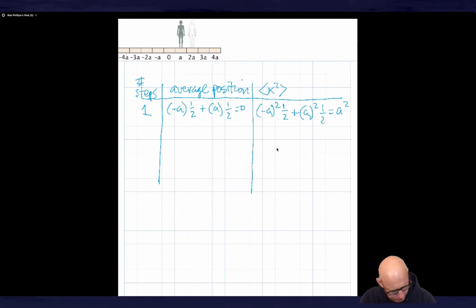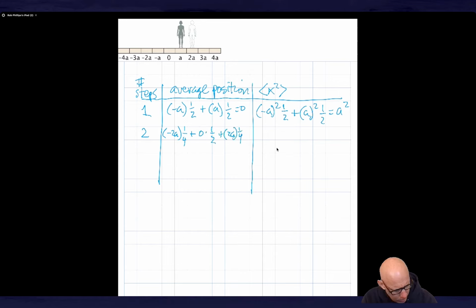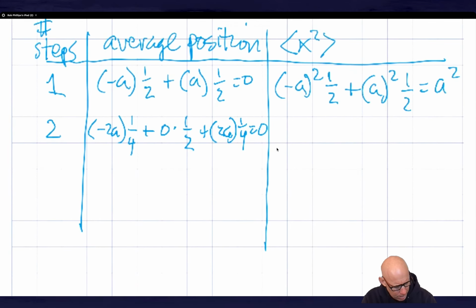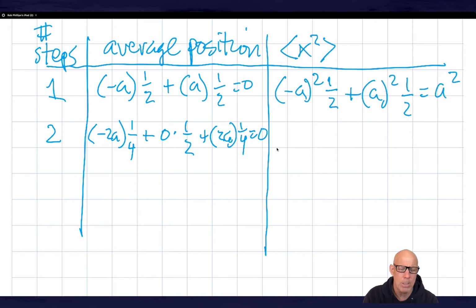That's interesting. Let's try after 2 steps. So after 2 steps, the walker can be at minus 2a with probability 1/4. The walker can be at the origin with probability of 1/2, and the walker can be at 2a with probability of 1/4, and that gives me an average position of 0. And this is going to continue. It's equal to 0.